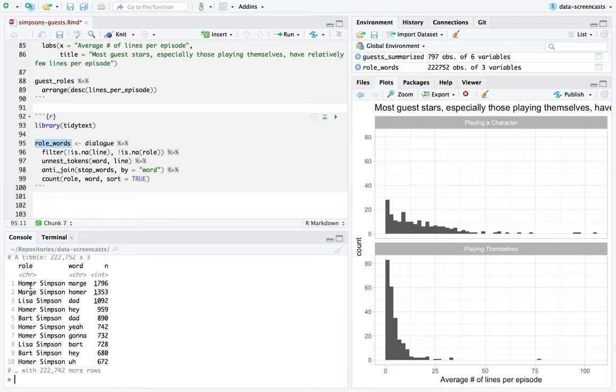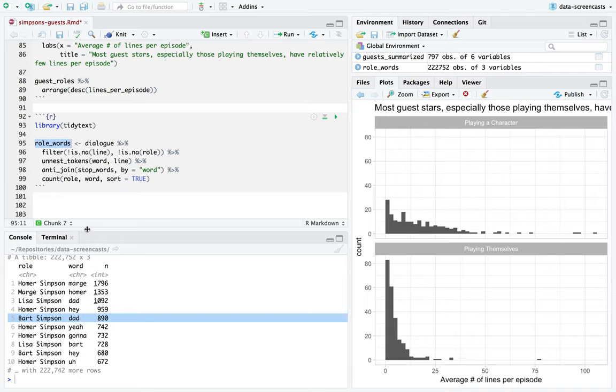All right, so here's how we can see things like, this makes sense. The two most common words used by one character are Homer saying Marge and Marge saying Homer, people saying Lisa and Bart saying Dad, so basically characters addressing each other. But that doesn't get quite to where we're going. We're going to get back to guest stars.